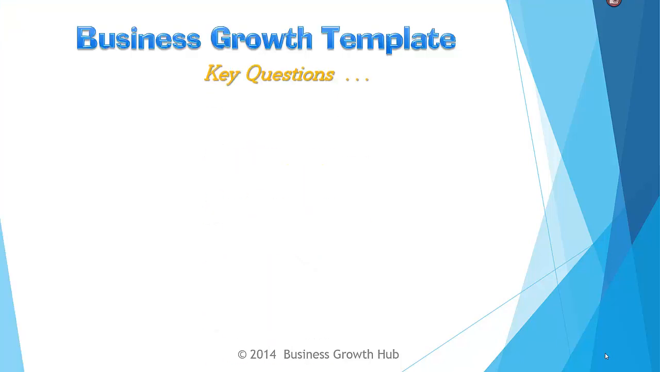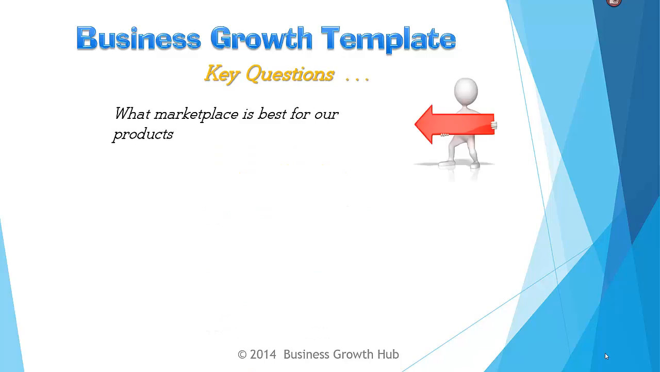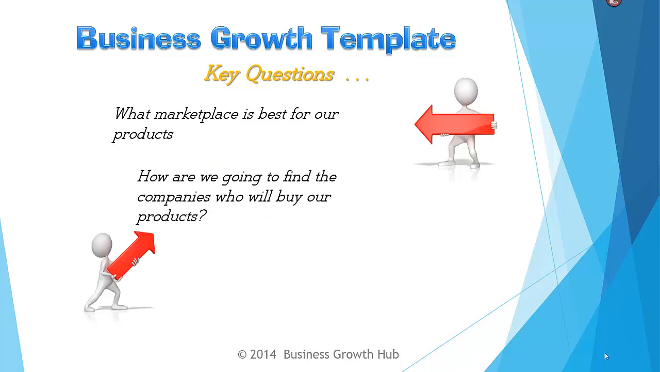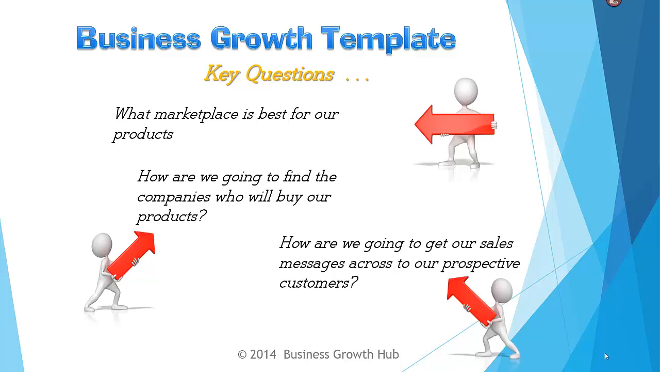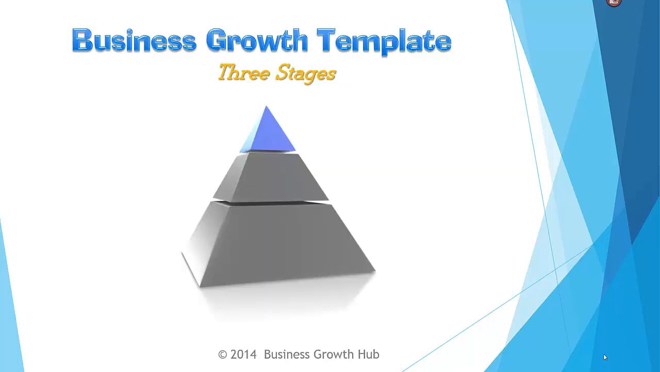First, what marketplace is going to be best for your products? Next, how are you going to find the companies and individuals in that marketplace that want to buy your products? Finally, how are you going to communicate clear and convincing sales messages to prospective customers? That is, sales messages which generate interest and help you to sell. And these questions relate to the three main stages covered by the business growth template: the market, customers, and product promotion.